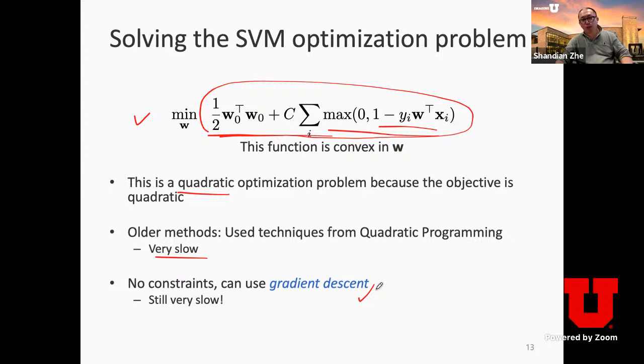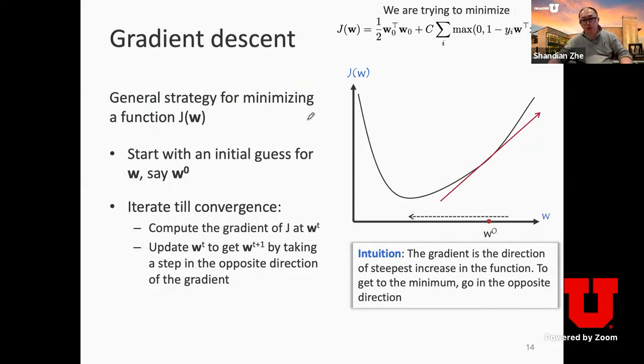But the problem with gradient descent is that it is still very slow. We mentioned that problem before. If you want to calculate the whole gradient, you have to go over every training example to calculate one gradient to perform one update. This is very slow. So later we'll switch to stochastic gradient descent, but let us first briefly review the gradient descent framework.